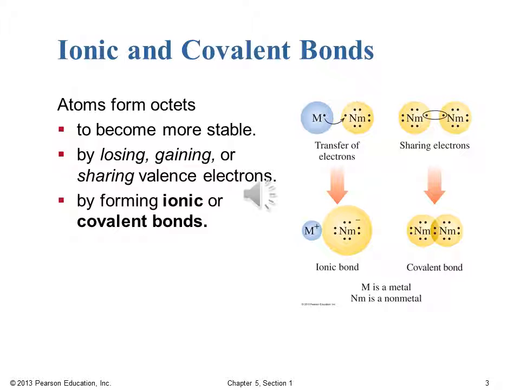So by losing and gaining, one species loses and one species gains. We see that process on the left of that picture where the metal gives up its electron to the nonmetal, and then we end up with an ionic bond, a metal cation and a nonmetal anion. And notice the metal cation is smaller than its parent metal, because now its valence electrons are being held more tightly. It's got a positive charge in the nucleus, so fewer electrons, same positive charge, it gets smaller.